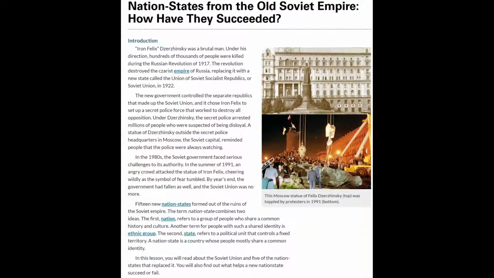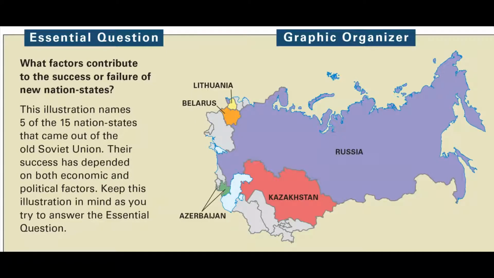In this lesson, you will read about the Soviet Union and 5 of the nation-states that replaced it. You will also find out what helps a new nation-state succeed or fail. The essential question for this lesson is, what factors contribute to the successes or failure of new nation-states? The illustration on the right names 5 of the 15 nation-states that came out of the old Soviet Union. We've got Russia, Kazakhstan, Azerbaijan, Belarus, and Lithuania. Their success has depended on both economic and political factors. Keep this illustration in mind as you try to answer the essential question, what factors contribute to the success or failure of new nation-states?